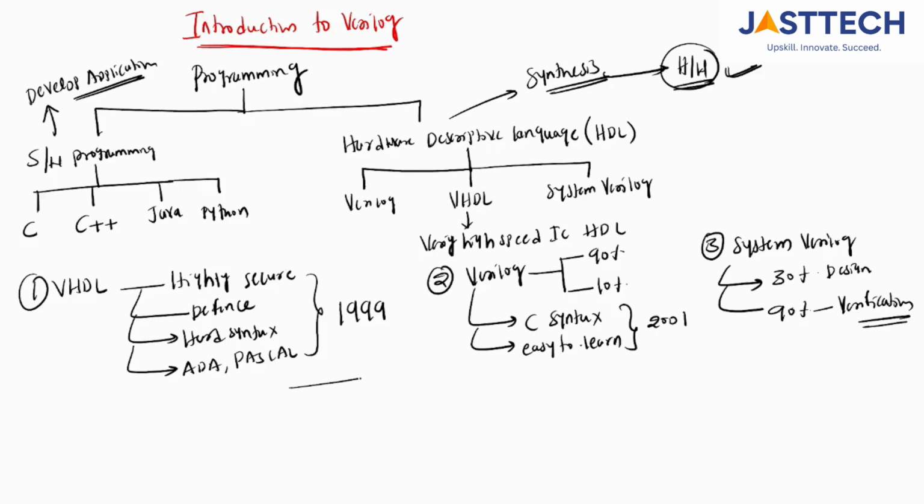Suppose we already saw the full adder circuit with the truth table. I verified it and got sum equal to A XOR B XOR C and carry equal to AB plus BC plus CA with the truth table. But by applying programming, how do we verify this? For that you need a verification language, and we use SystemVerilog for verification.